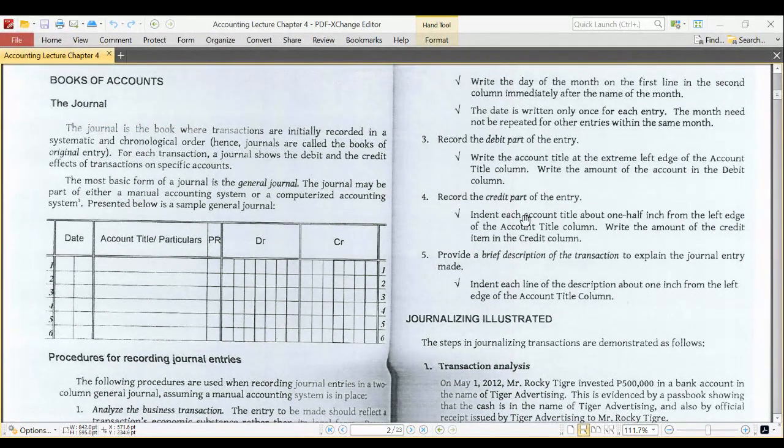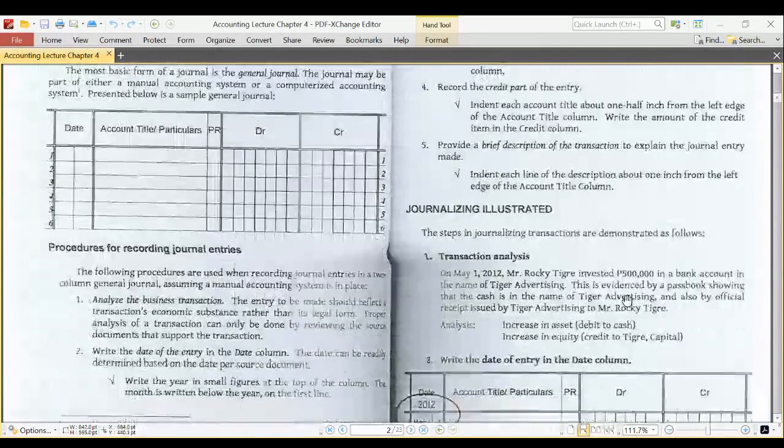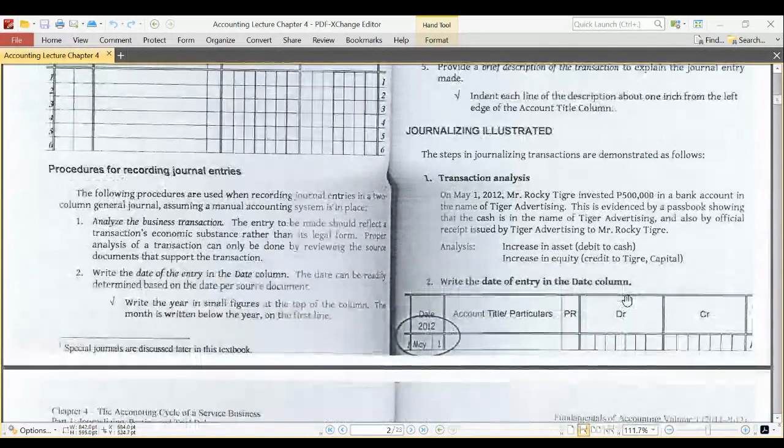And then, every time that you have a journal entry, you must prepare a brief description. For example, debit cash, credit service revenue, tapos lagay mo sa baba, to record income earned, to record income on service rendered on this date. So, description lang. Okay, journalizing illustrated.